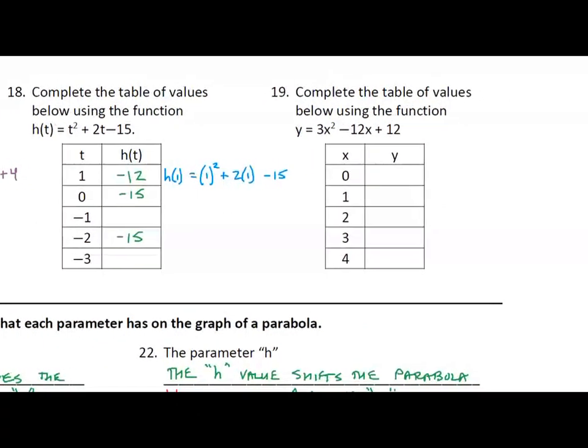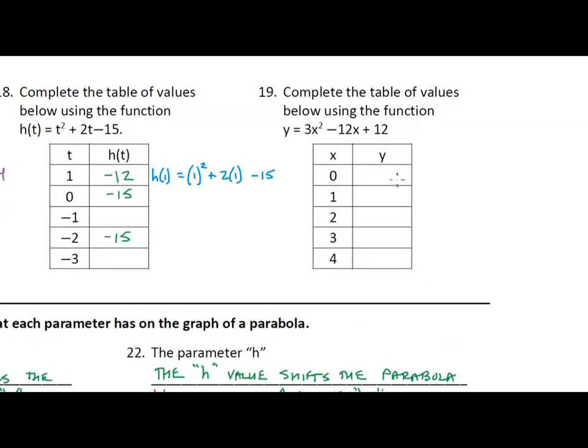All right, let's go to number 19. This is also in standard form. Again, you can go ahead and plug these in. I'll write one out for you. We're going to plug 0 into this equation, so y equals 3 times 0 squared minus 12 times 0 plus 12, and you're going to end up with the value 12. I'll give you 2 others here. You're going to get 3 when you plug in 1, and you're going to get 3 when you plug in 3. You go ahead and do the rest of them yourself.